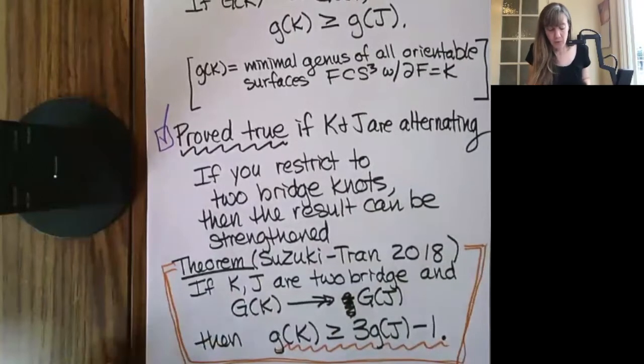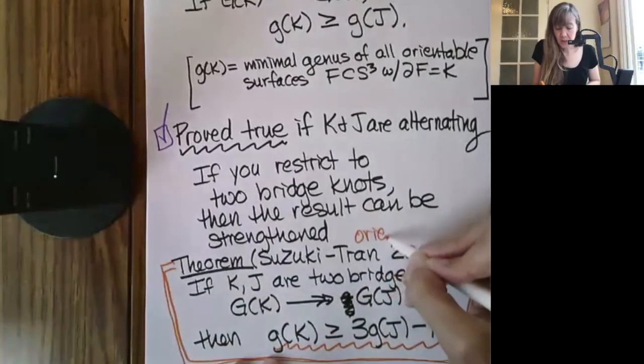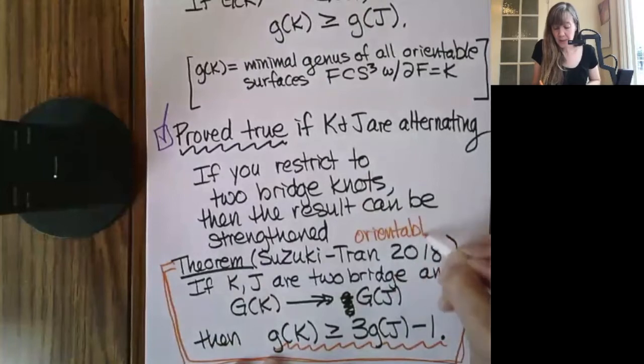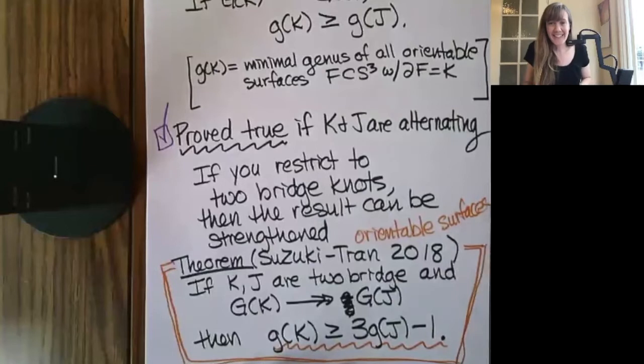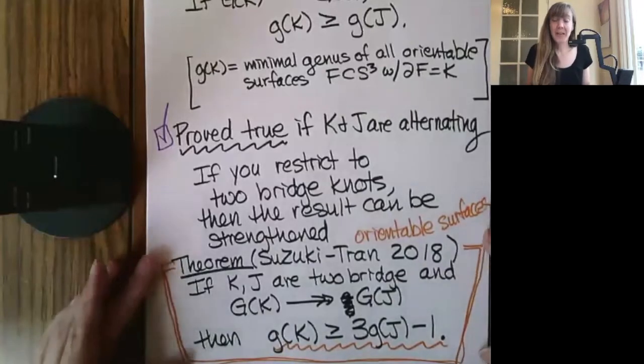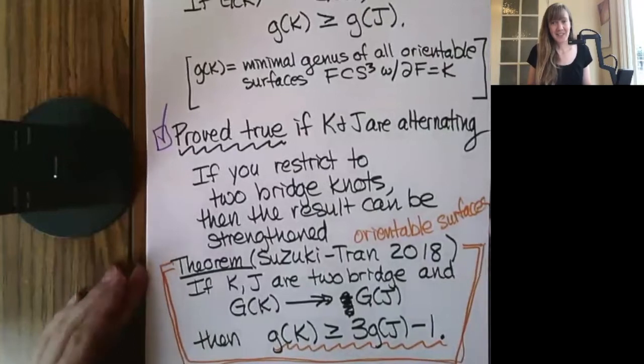All right, and this orange boxed result is true. This is giving you a relationship on orientable surfaces that K and J bound. So just a reminder, this is considering orientable surfaces. So in today's discussion, we want to flip that around and say, can I come up with a parallel result using non-orientable surfaces? That's today's goal.